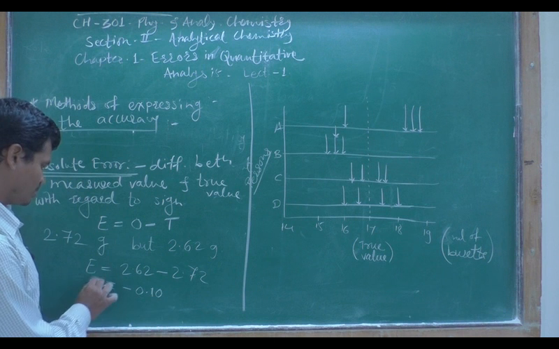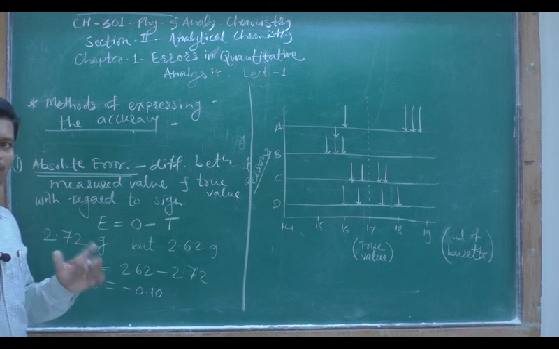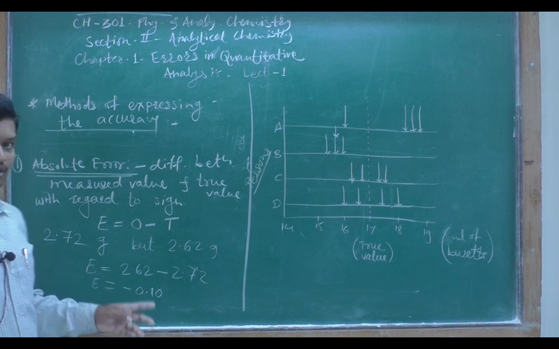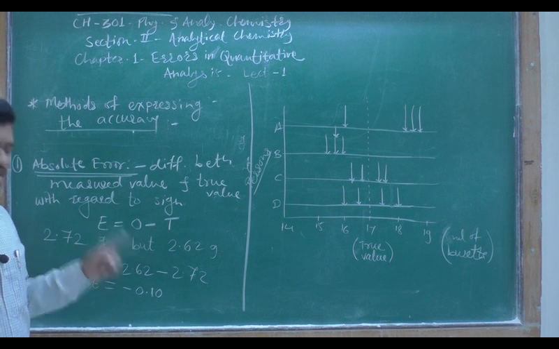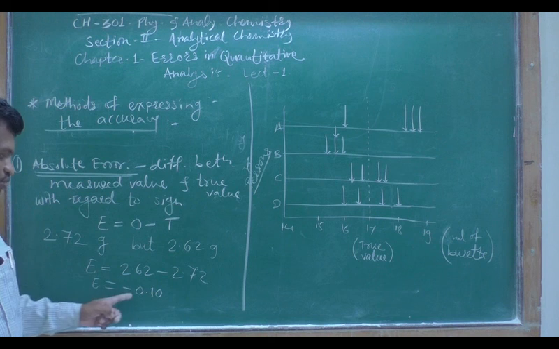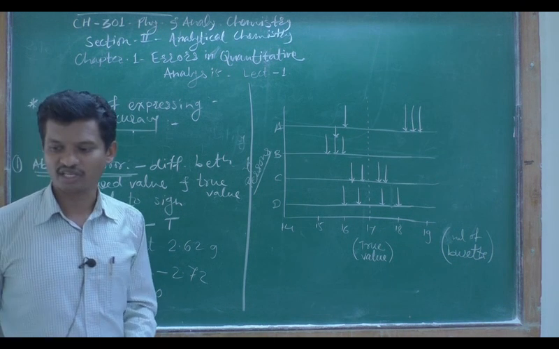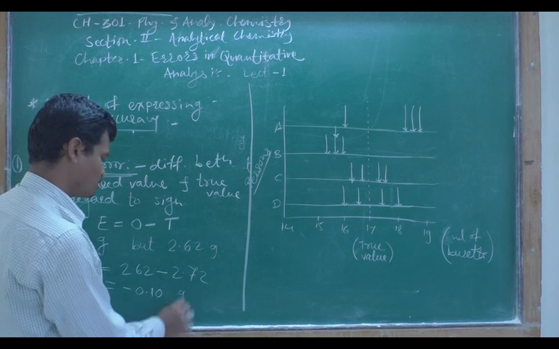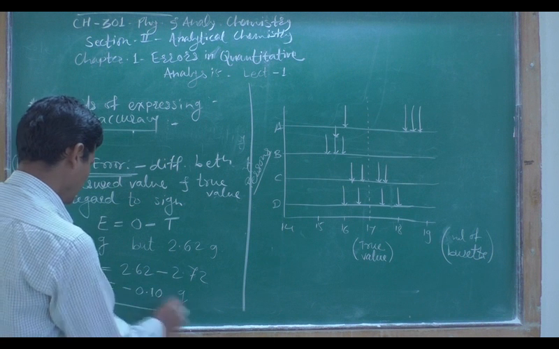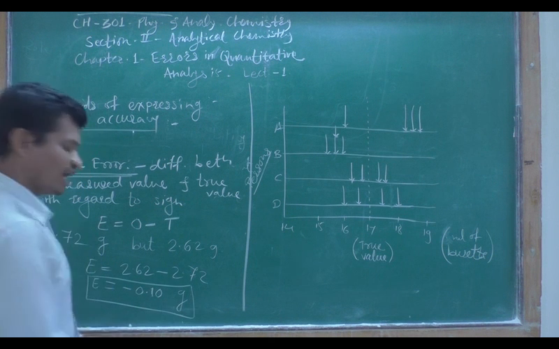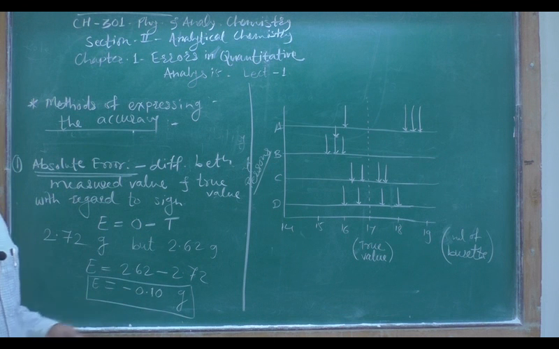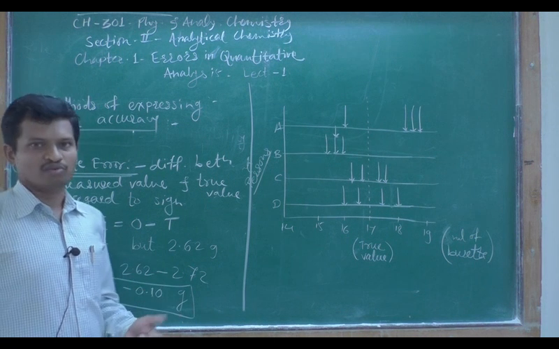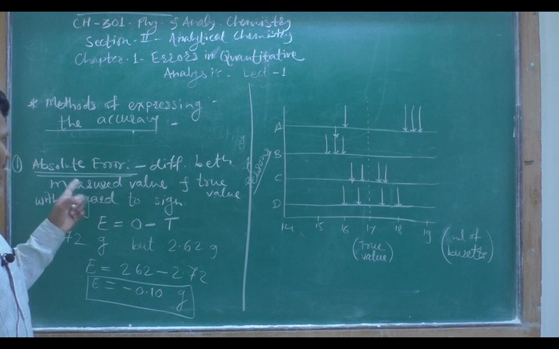minus 0.10 gram. So what is absolute error? What is the error? It is 0.10, but absolute error is taken without regard to the sign, so absolute error is equal to 0.10 gram. Okay, this is the absolute error in this particular example. You can take any example and compare the two values, the correct value or true value and the observed value. This is nothing but the absolute error.